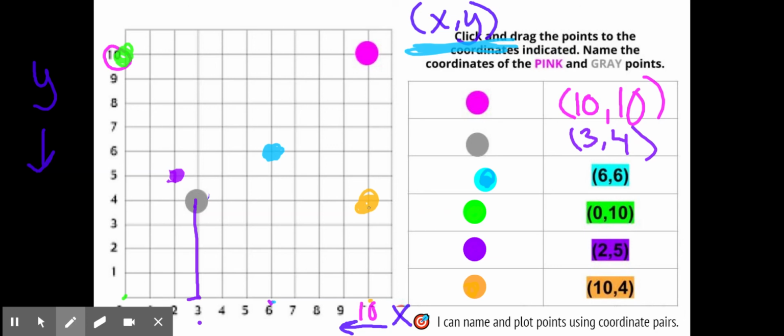So again, friends, remember that x, y, and that x is your horizontal and y is your vertical. Once you have paused, rewound, however you need to make sure that you have appropriate understanding of this, go ahead and move on to our practice.